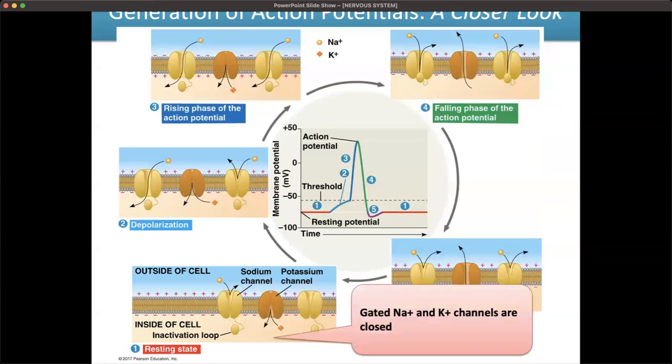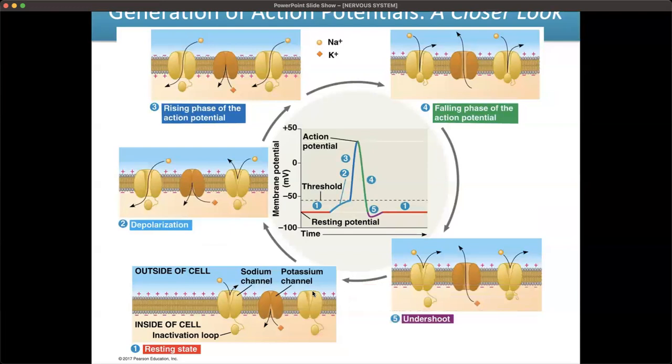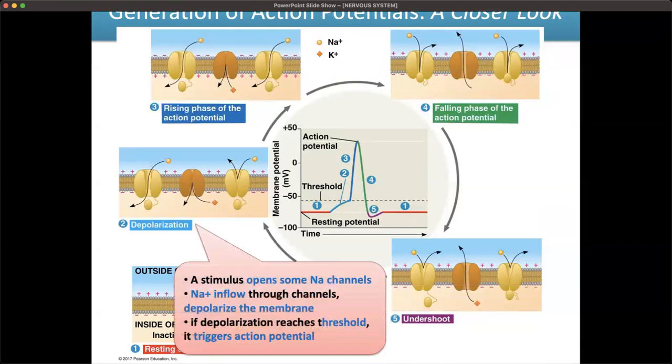So again, the same thing during resting state, the gated sodium and potassium channels are closed. But over here it is already negatively charged inside and more positive outside because more potassium ions have flowed out. And then when the stimulus arrives at the neuron, it starts to depolarize.